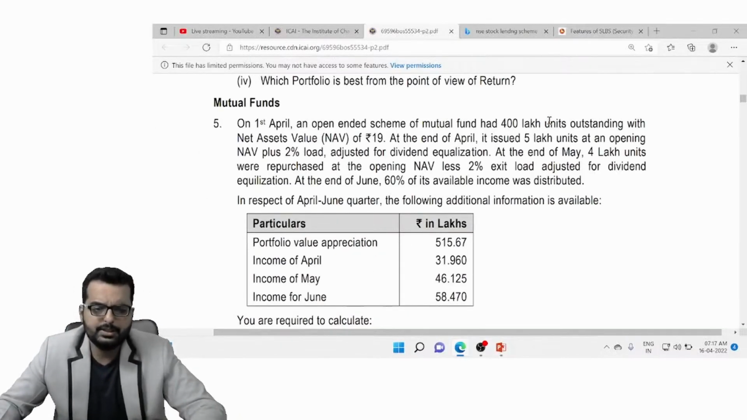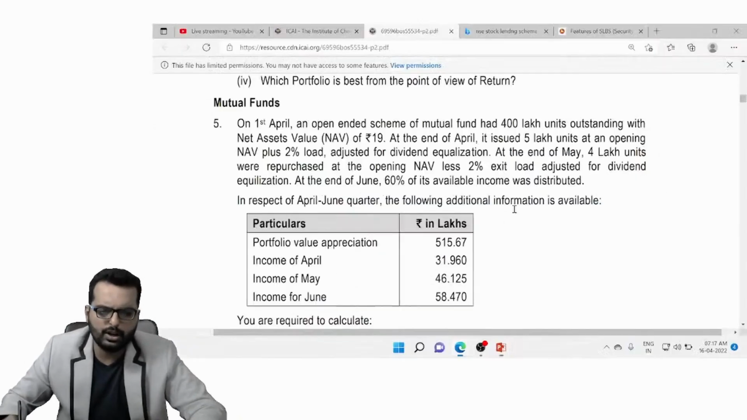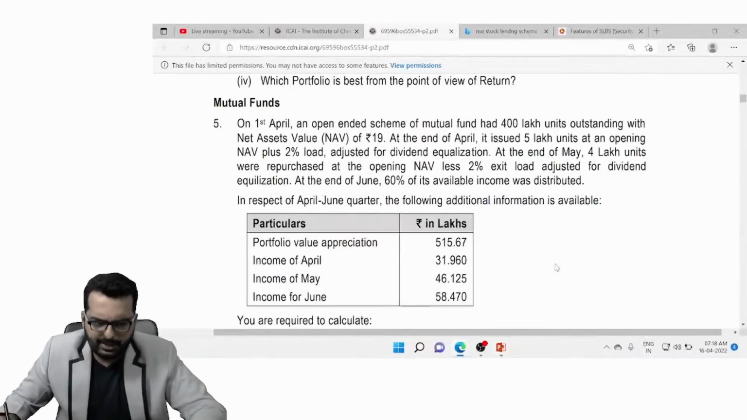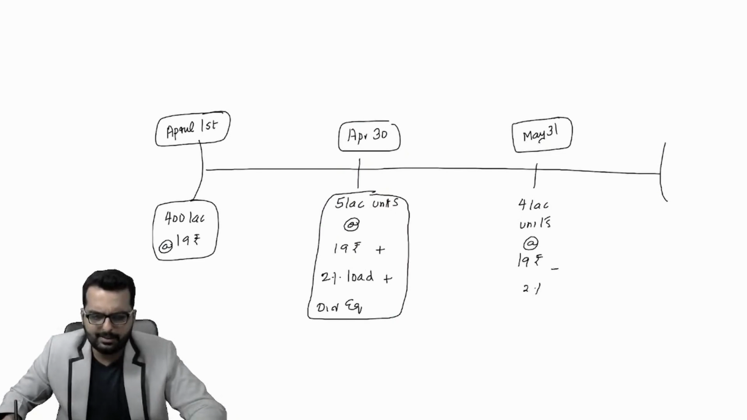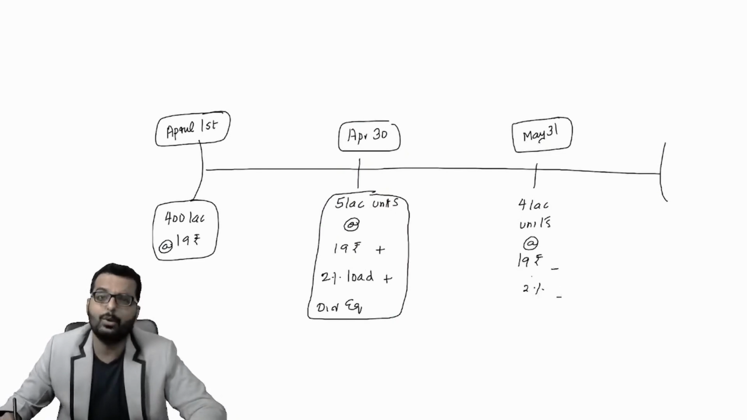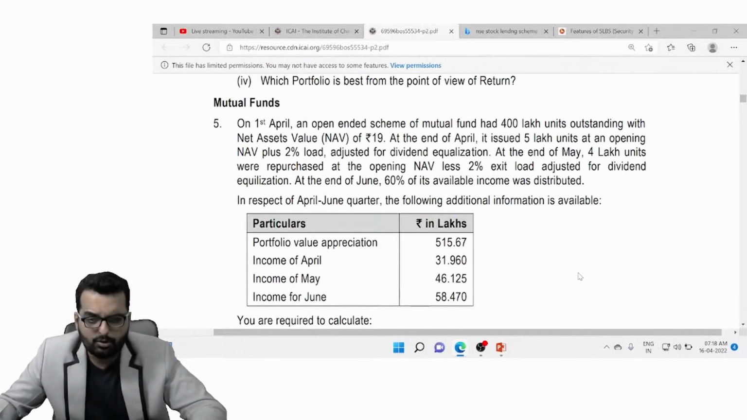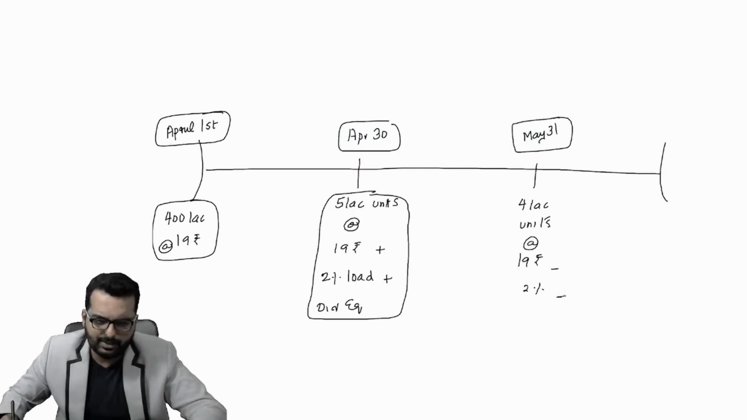he's going to repurchase at 2% exit load. So here how many units are going back? 4 lakh units at the rate of 19 rupees minus 2% exit load plus dividend equalization, because now when he's going, he will take back his dividend also along with him. Sorry, not minus, it will be plus dividend equalization. That money he will take with him and he will go.